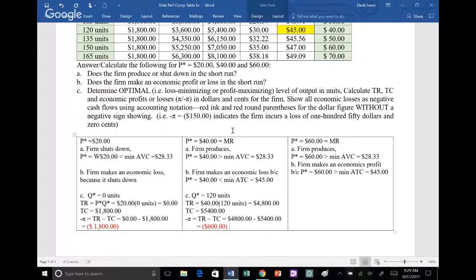And obviously, I don't like losing money, but if my choices are only two choices, I can either lose 600 or lose 1,800, pardon me. I'll choose the choice that's going to make me lose less money.